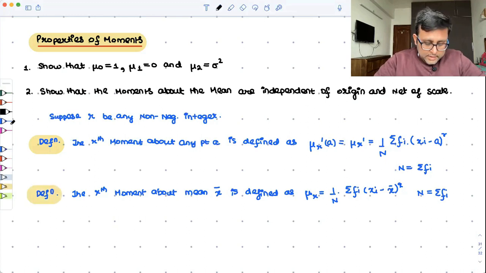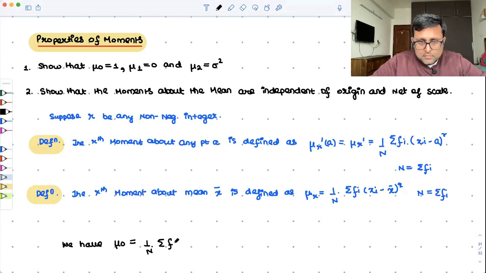Right. Now let us look at the first one. Show that mu naught is 1, mu 1 is 0, and mu 2 is sigma square. These are moments around mean, right? Well, we have mu naught as 1 upon n summation of xi minus this thing, because you are finding out around this point 0.